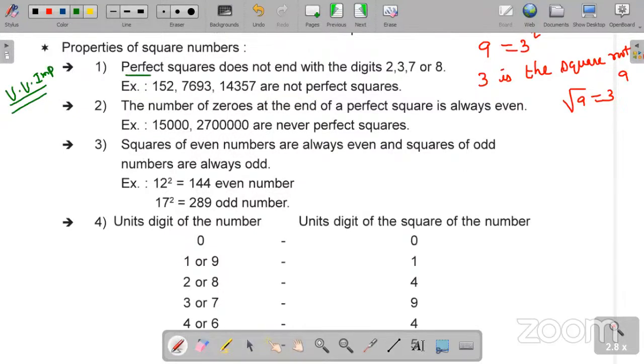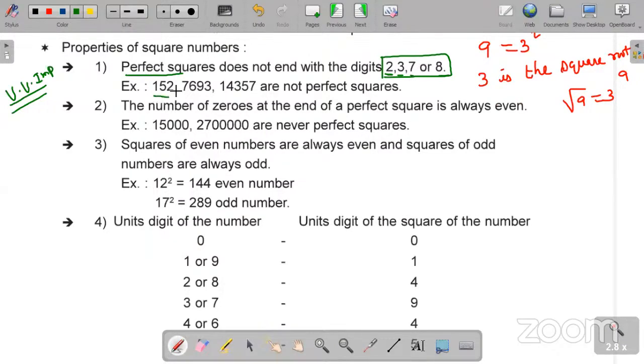See, perfect squares do not end with 2, 3, 7, 8. You always remember, the square of any number does not end with the digits 2, 3, 7, 8. For example, if the unit digit is 2, 3, 7 or 8, it is not at all a perfect square. Because sometimes a question may be asked: which of the following is not a perfect square? Just check the unit digit. If the unit digit is 2, 3, 7 or 8, then it is not a perfect square.